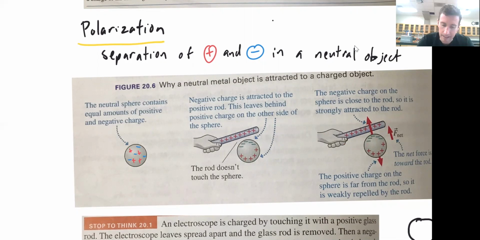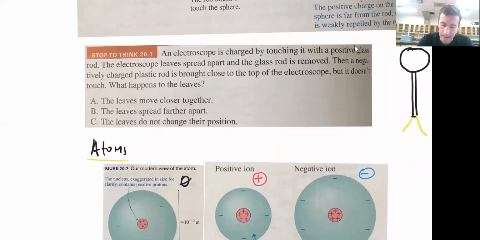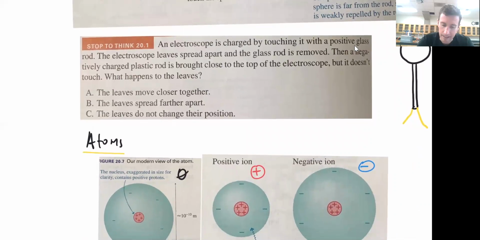Great. So that's the concept of polarization. So let's do a little stop and think. An electroscope is charged by touching it with a positive glass rod. The electroscope leaves spread apart and the glass rod is removed. Then a negatively charged plastic rod is brought close to the top of the electroscope, but it doesn't touch. What happens to the leaves?